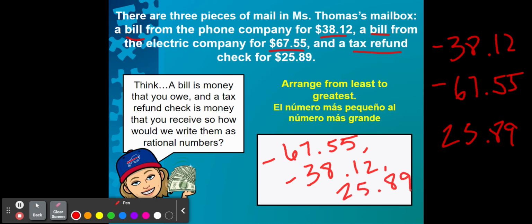That's the hardest part about arranging integers or rational numbers. It's trying to think about those negatives in the correct order. You guys know how to arrange positive numbers. It's those negatives that tend to throw us off.